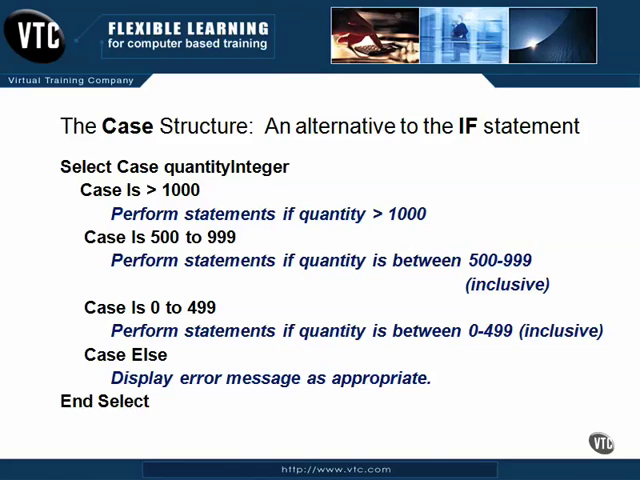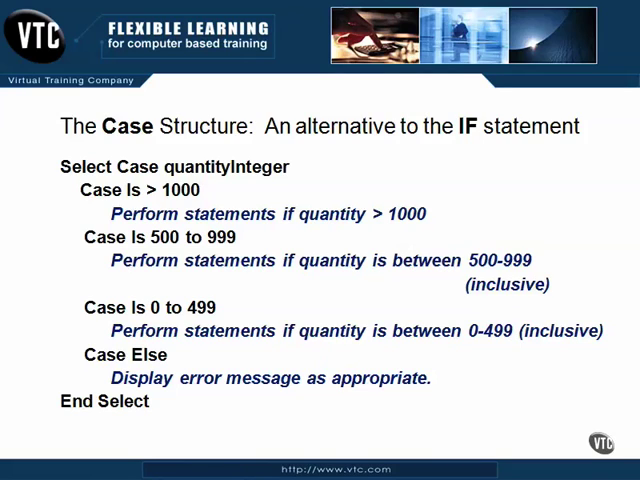Below that is another case of 500 to 999. Here you would place statements if the quantity is between 500 and 999. Now make note that this is an inclusive range. That is, this includes the number 500 and includes the number 999. Dropping to the third case, where it has written case is 0 to 499. Here you would perform whatever statements you want executed, if any, if the quantity is between 0 and 499. Again, this is including the number 0 and including the 499.